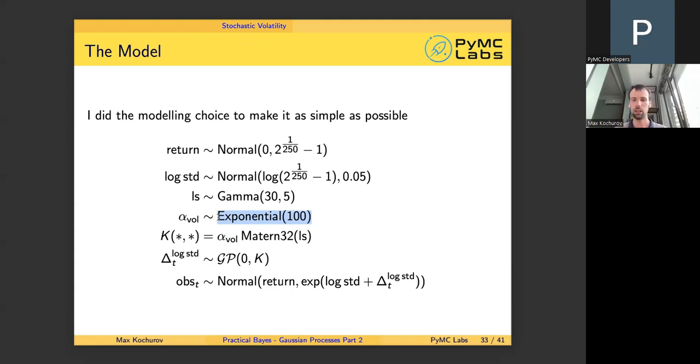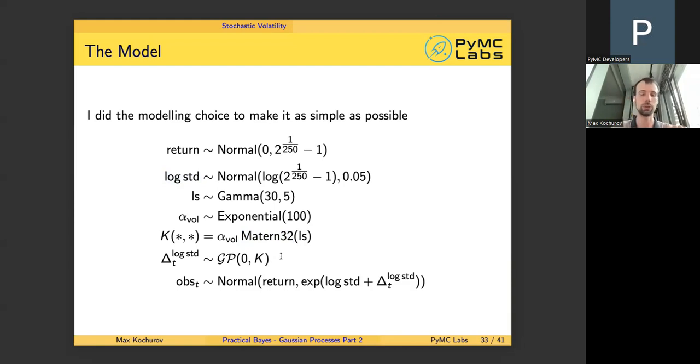Right. Instead of the exponential kernel, I decided to use Matern 32. And that means that it is slightly less smooth compared to the exponential kernel. So that allows less smooth changes of volatility. So that's the big picture of what happens with the latent factor of volatility.